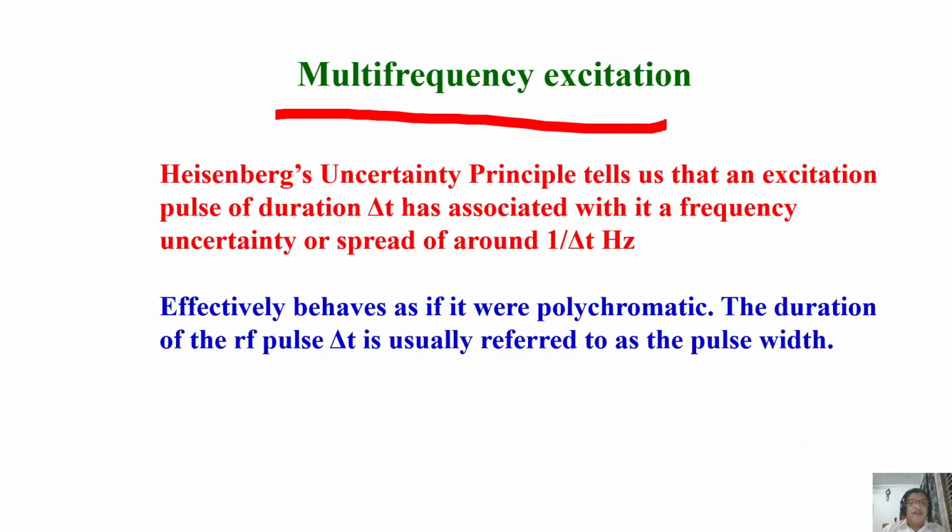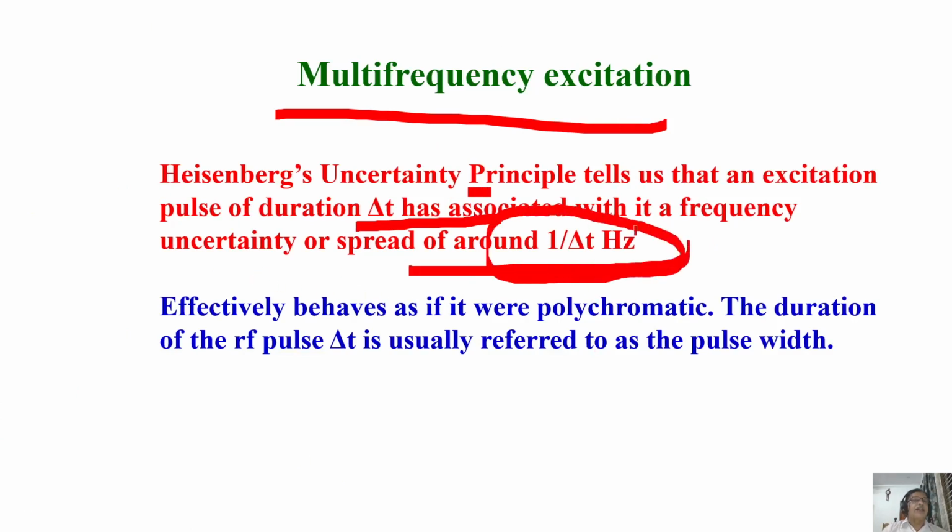The reason is we have to take into account the Heisenberg uncertainty principle, which tells us that an excitation pulse of duration delta t has associated with it an uncertainty of frequency spread of 1 over delta t. You understand? I have a pulse duration, let's say 5 microseconds, of a single frequency, no problem. And then there is a spread in the frequency, 1 over 5 microseconds. Imagine, we will cover a wide range. You can cover 200 kilohertz.